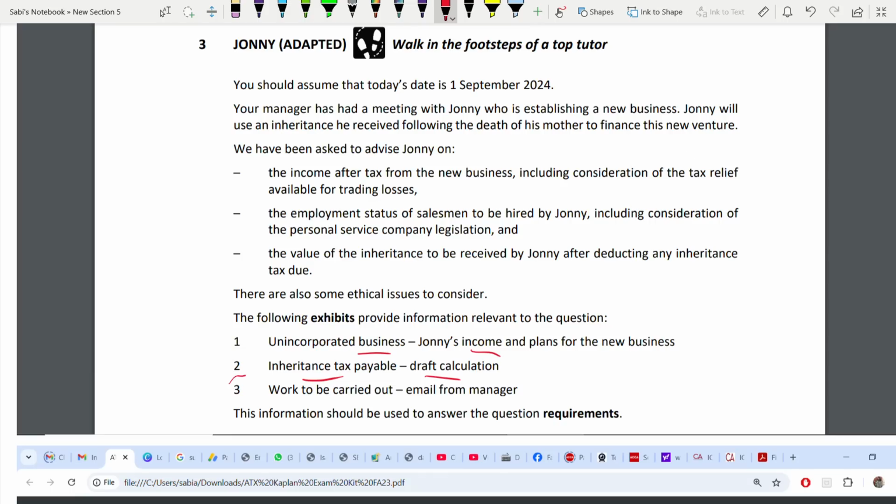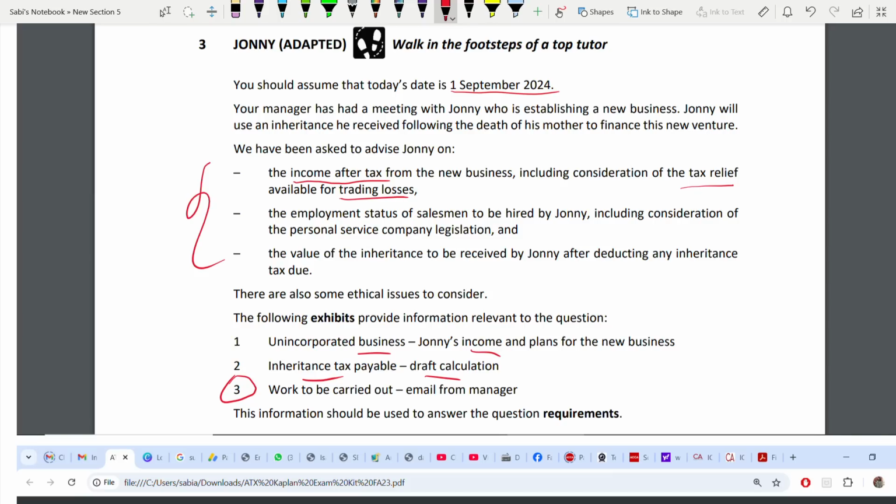So exhibit 3 is where your detailed requirements are, with all the marks. But briefly, you can read what you have been advised to do. Today's date has been given as 1st September 2024. This piece of information you will get from the first few lines. So you have to find the income after tax from the new business, also the tax relief available for trading losses. This is a very frequent question. You will always get some loss to deal with. It could be capital loss, trading loss, right? You have to know the reliefs.